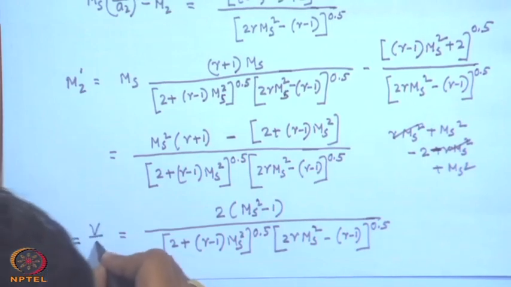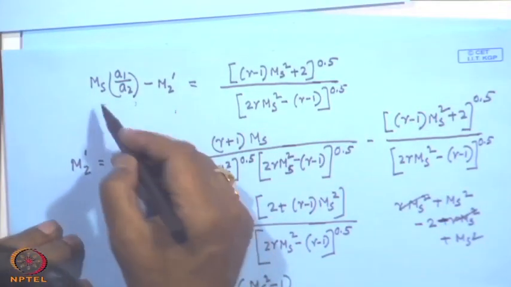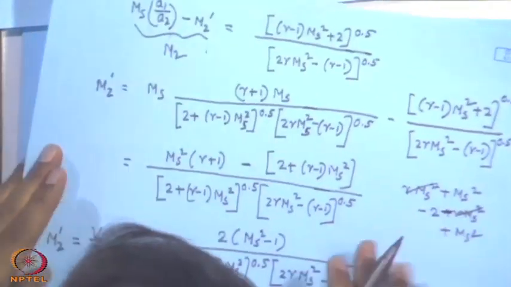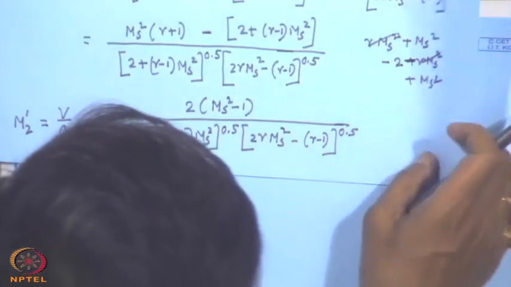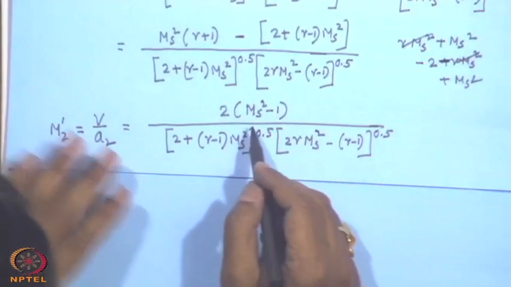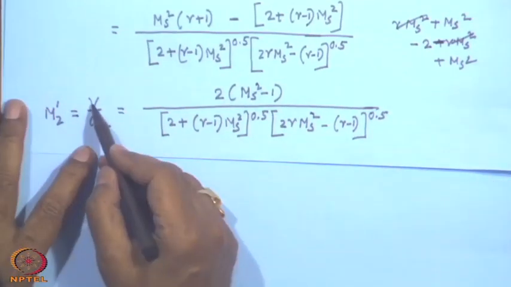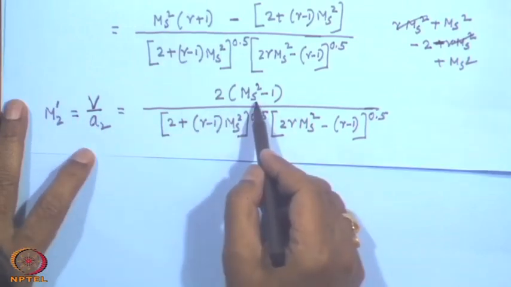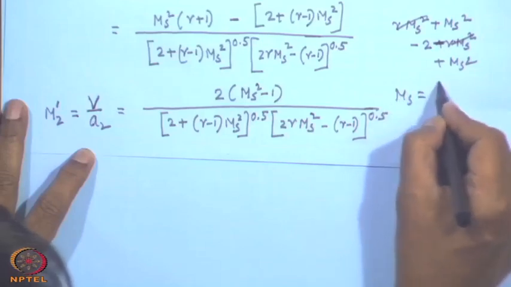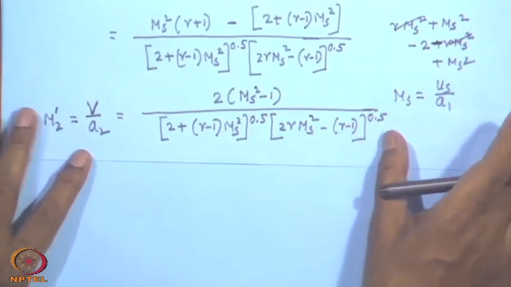Why am I writing M2 dash? It is V by a2. It is not M2. M2 is this one, Ms a1 by a2 minus M2 dash. This is M2. But I am finding an expression of M2 dash in terms of Ms. Now you see what interesting results we have achieved. What is given is not the downstream Mach number, that means the Mach number after the shock with respect to the shock coordinate, but the ratio of the velocity induced because of the shock in the actual case divided by a2, M2 dash, in terms of the inlet or shock Mach number. Here Ms, you remember, is Us by a1, that is equal to the actual M1 in this case.